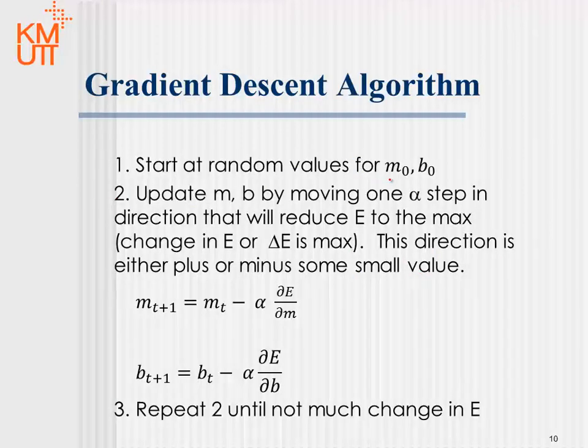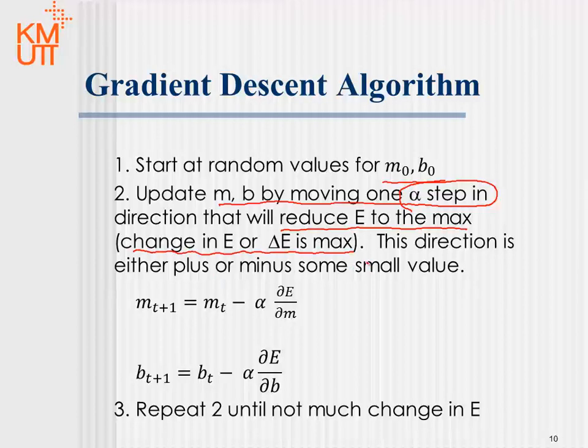Okay, so this is the gradient descent algorithm. You start with a random value, you could even start with 0 actually, but in statistics it's a good idea to start with something random so you don't bias your solution. We don't want to be biased, so random is better than 0, because 0 would bias us toward directions near 0. So we're going to have an update. We're going to update the values of M and B by moving a small step in the direction that will reduce the energy the most. That means that we want the change in energy, delta E, to be the maximum negative.